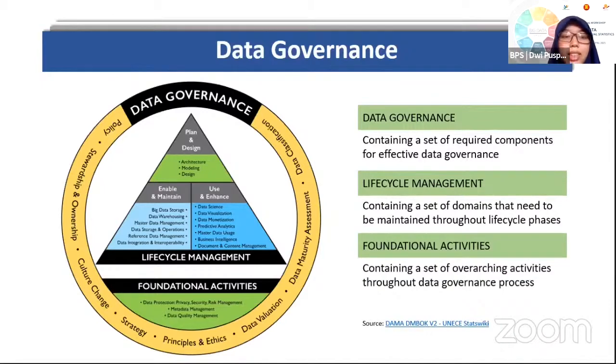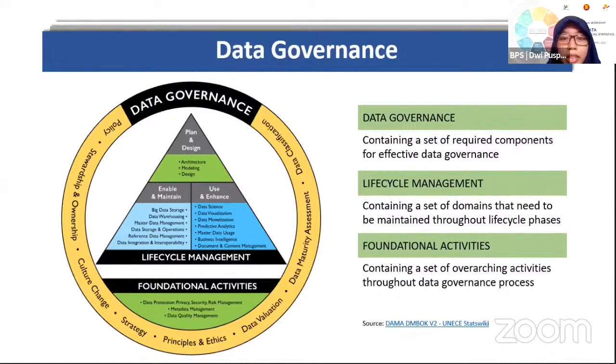And use and enhance explains how we use the architecture and the design that we have created in the previous phase, and enhance them to support the organization's needs. The knowledge areas or domains that we can use or enhance are data science, data visualization, and data monetization. Because this is a general framework and not only for NSOs, maybe for an NSO we can define the monetization part differently. And then there is predictive analytics regarding data science, and then master data usage. Master data is like the reference data, it's similar to that. And then business intelligence, and finally document and content management.